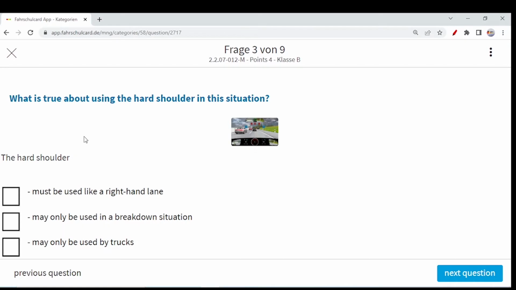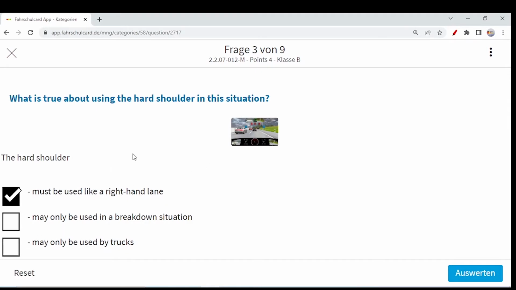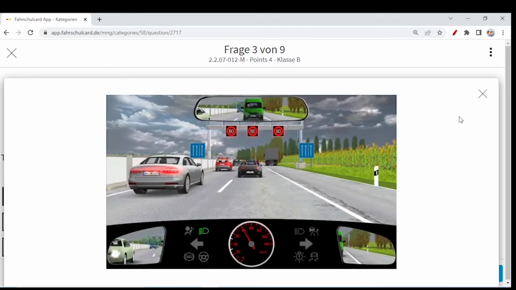So what is true about using the hard shoulder in this situation? The hard shoulder must be used like a right hand lane. Yes, this answer is correct. As I told you, it is not a hard shoulder. Maybe it could be a hard shoulder, but for the current scenario, maybe due to breakdown failure or whatsoever, this extra sign is telling you that it is currently acting as a driving lane. So clearly you can use this hard shoulder as a right hand lane. You can travel on this lane.